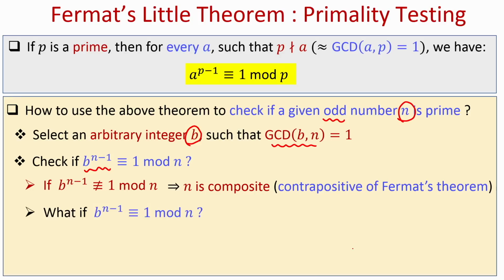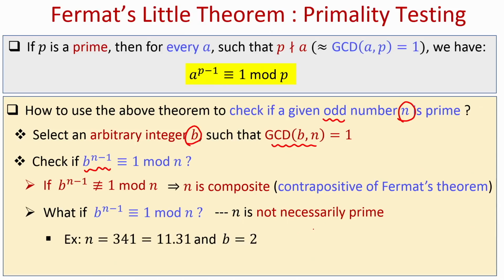But what if b to the power n minus 1 is congruent to 1 modulo n? Can I declare my n to be a prime number? Well, that is the problem with this primality testing. Even if b to the power n minus 1 is congruent to 1 modulo the given n, you can't necessarily declare your number n to be a prime number.